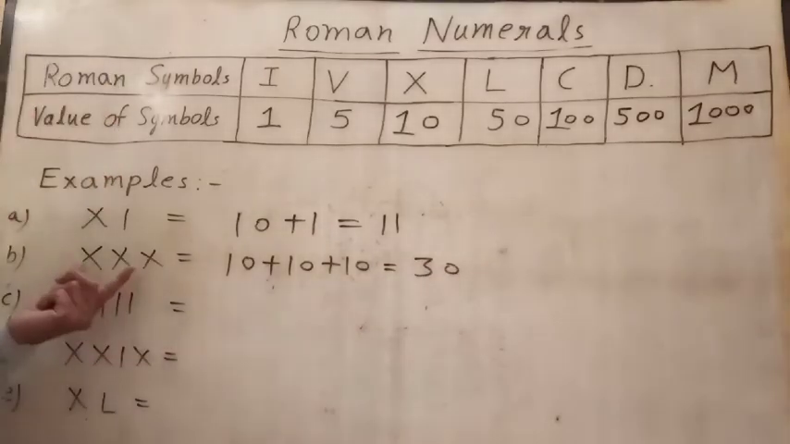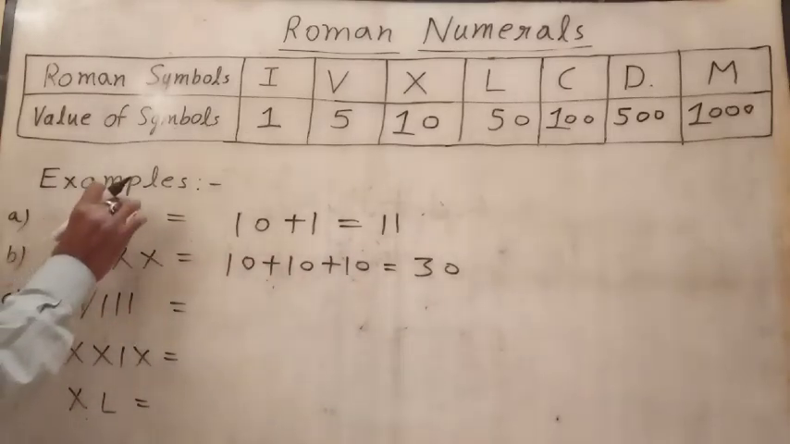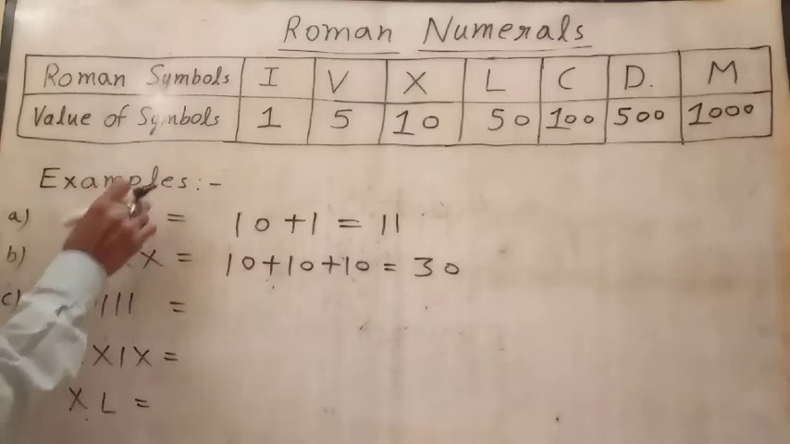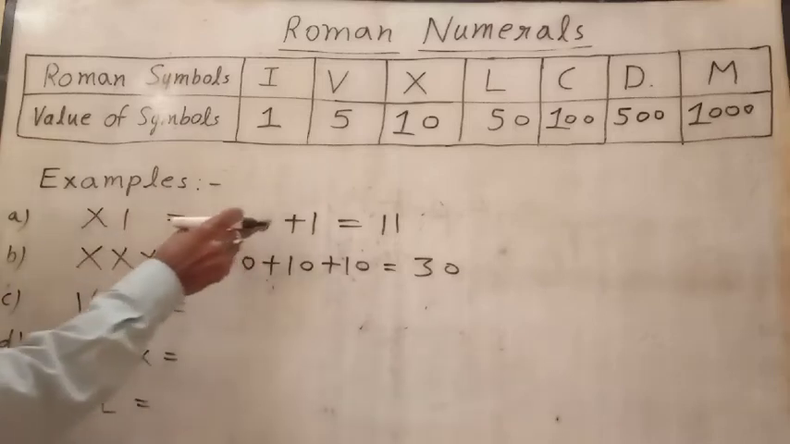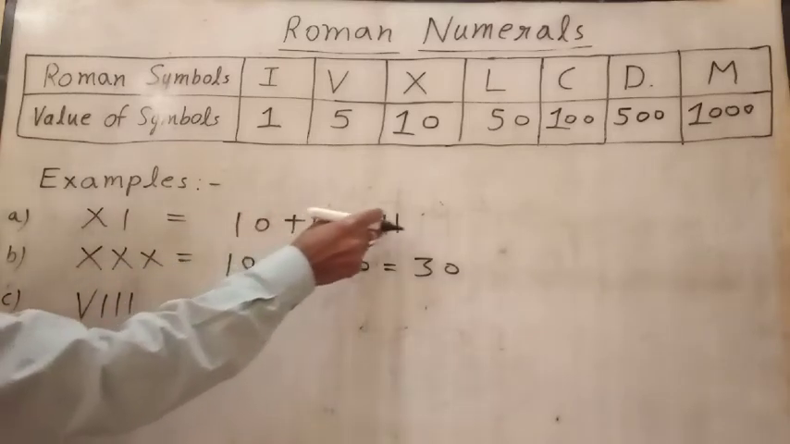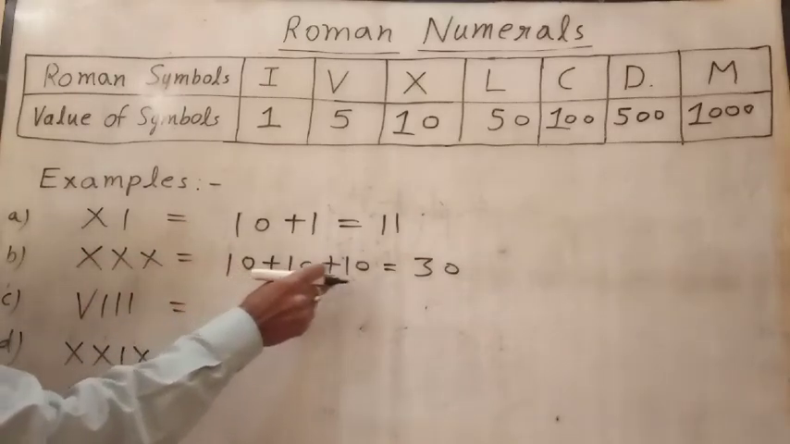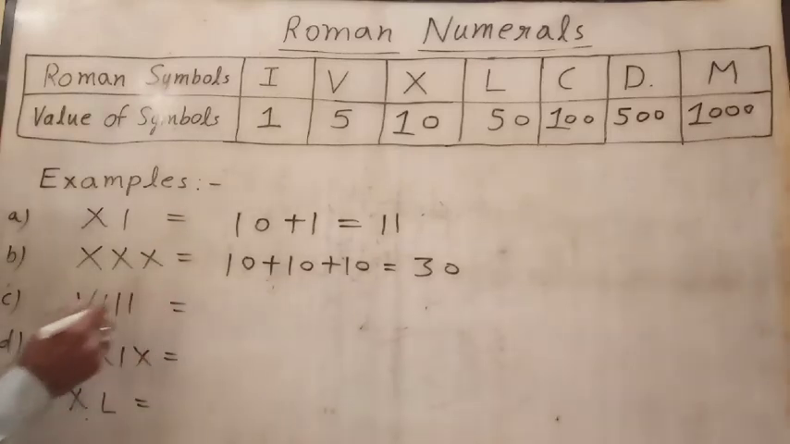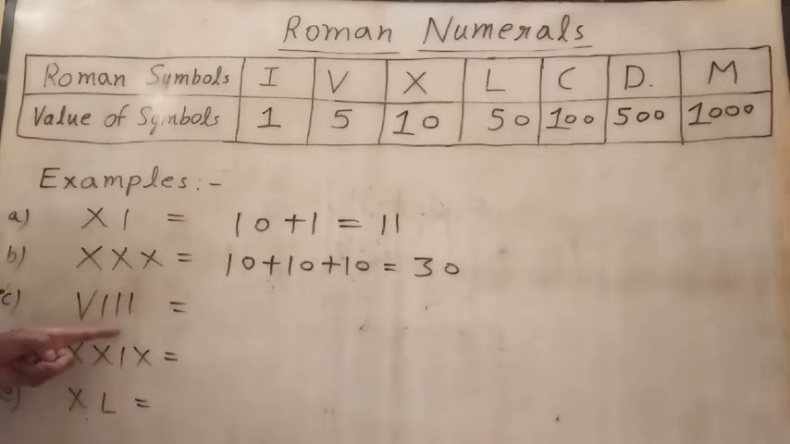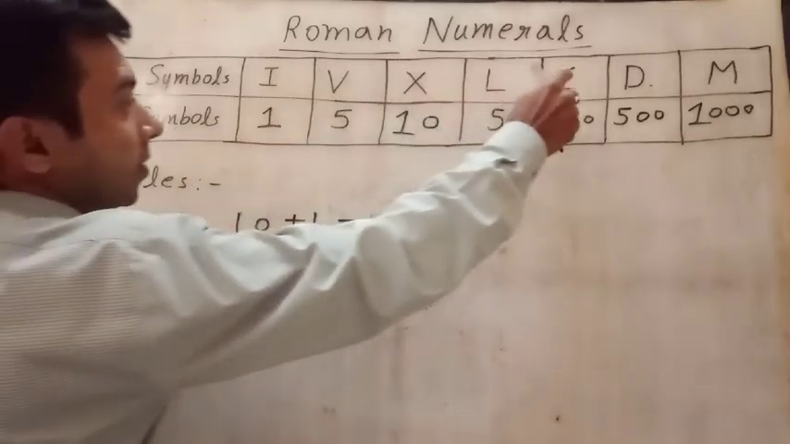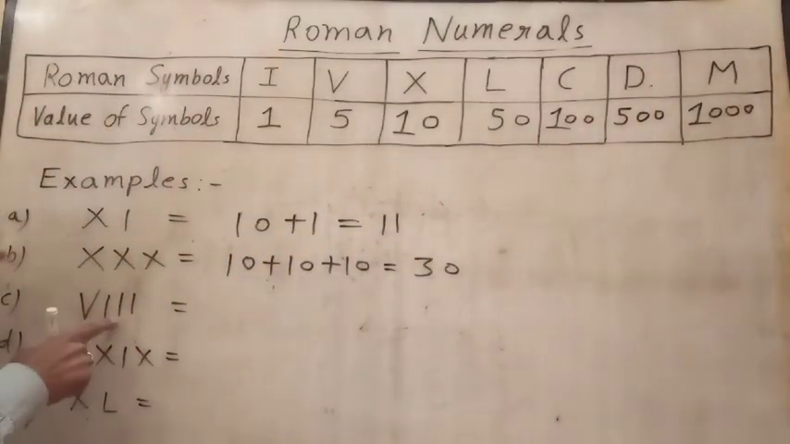30. So the value of 3 times X is what? 30. Clear? See, I was written to the right side of the X. So what we do? We add. 10 plus 1, 11. Now here, 3 times X: 10 plus 10 plus 10, 30. Now V, 3 times I. We can repeat I, X, C, M. Remember it. So here I is repeated 3 times.